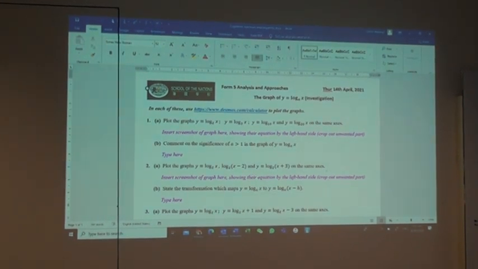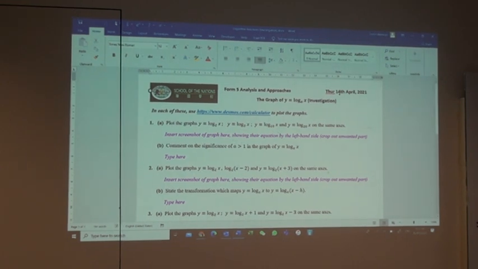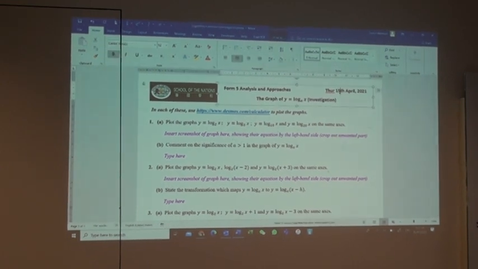So we want to look at this together. Apologies, that should have been 15, but it's alright. You get the gist. So let's plot the graphs of logarithm.